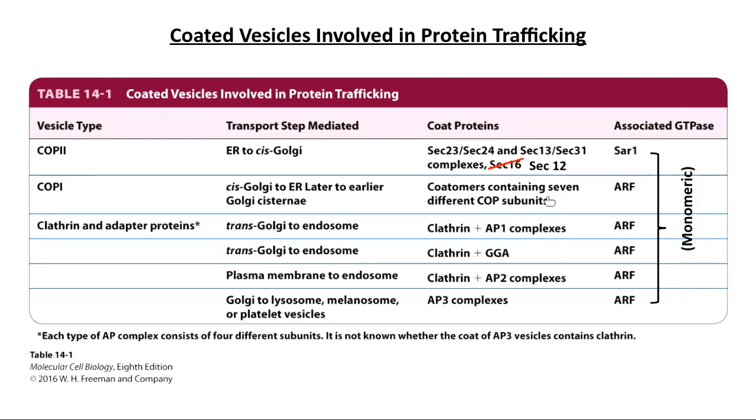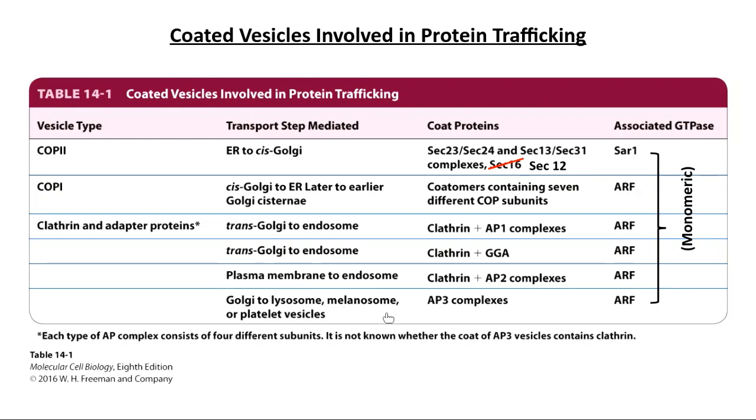The third is clathrin and adapter proteins, also known as AP. This is formed when the vesicle has to bud from trans Golgi and go to endosome, or sometimes from plasma membrane to endosome, that is for the endocytic pathway. If you remember pathway 9 in the general secretory and endocytic pathway, sometimes Golgi to lysosome or melanosome or platelet vesicles.